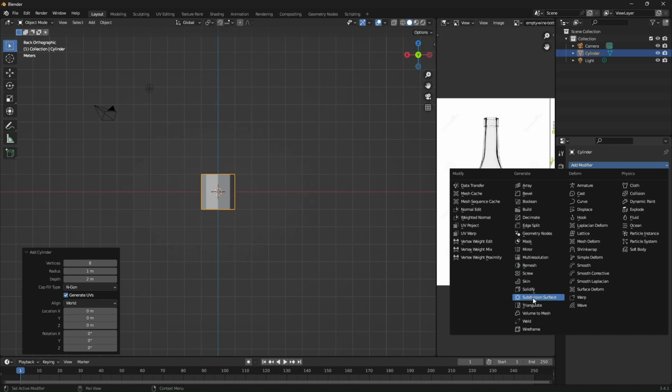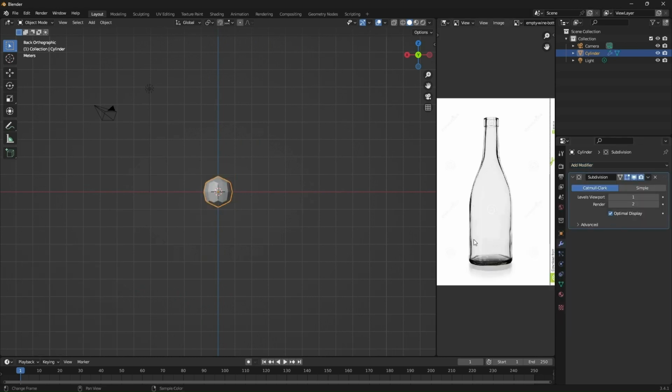So this modifier is the subdivision surface. And when I selected it, you can see that the model changed. It became smooth, using subdivisions, using the Catmull-Clark scheme. I'm going to upgrade the subdivision level to 2, and you can see that it has changed even further.